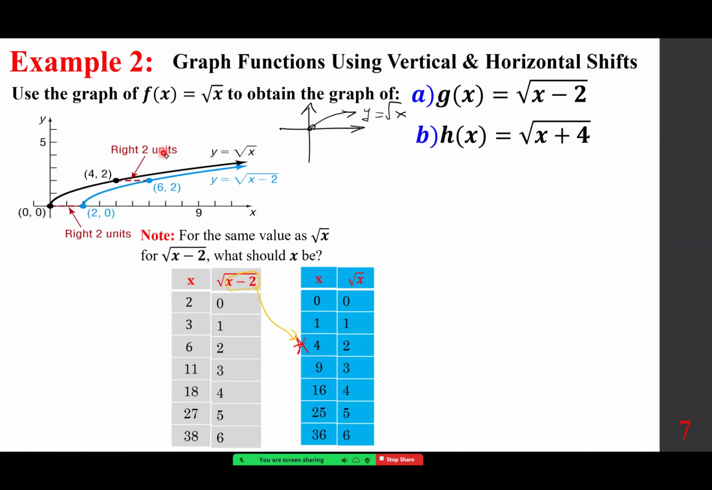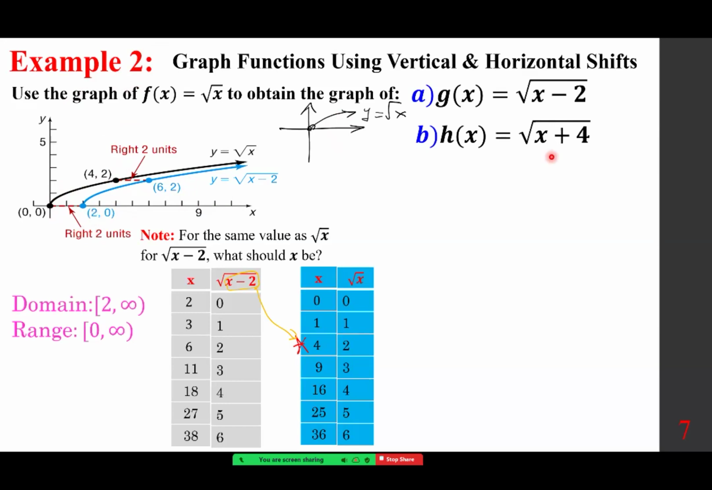So what about the domain and range? I hope you see that the domain changes, because the domain for this one was from 0 to infinity. The domain changes to 2 to infinity, but the range is still covering all the positive side of the y-axis from 0. So the range doesn't change, remains 0 to infinity.